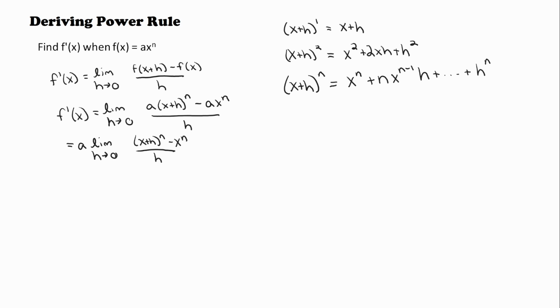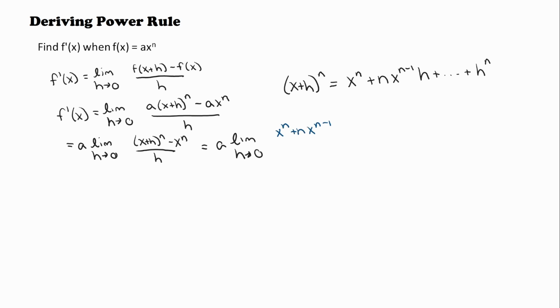So we plug in x plus h to the n, using this formula over here. What we'll get is a times the limit of h going to 0. We're going to substitute this quantity in blue: x to the n plus n x to the n minus 1 times h, plus all the intermediate terms, plus h to the n. And now we have the previous minus x to the n left over, divided by h.